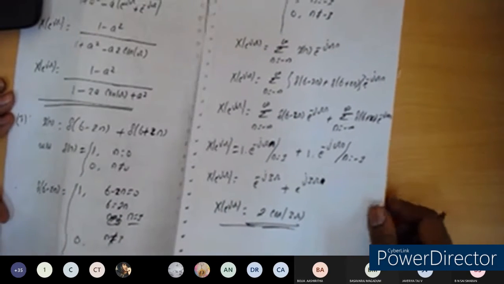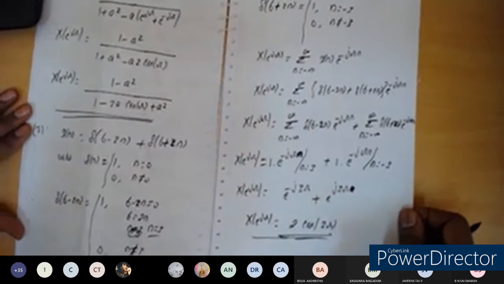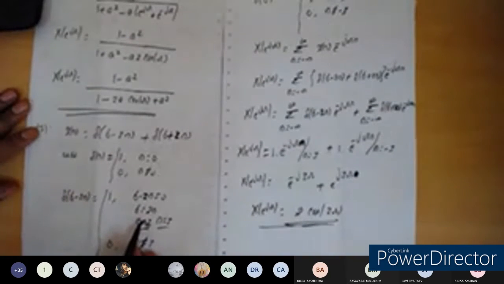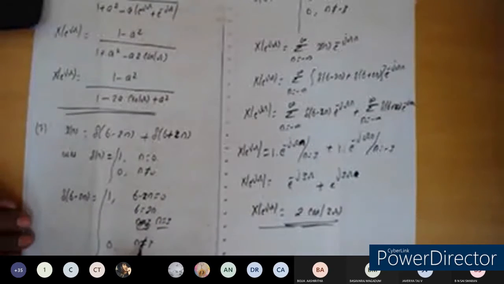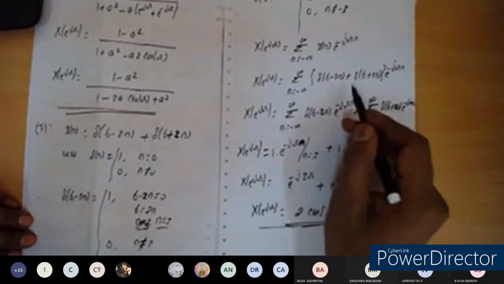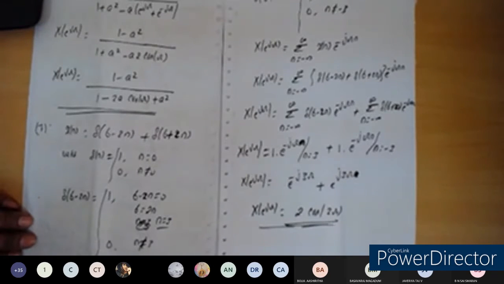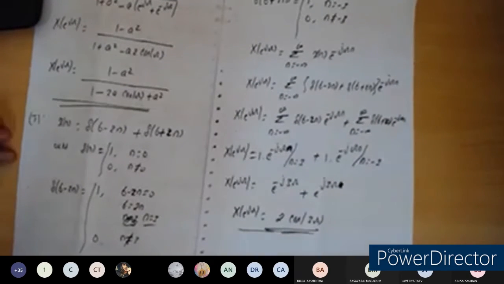Done, right? Any doubts? Whenever an impulse function is given, first evaluate like this so that you get an idea where the value will be equal to 1. Afterwards, substitute in the summation formula and evaluate the respective summation. Done, right?